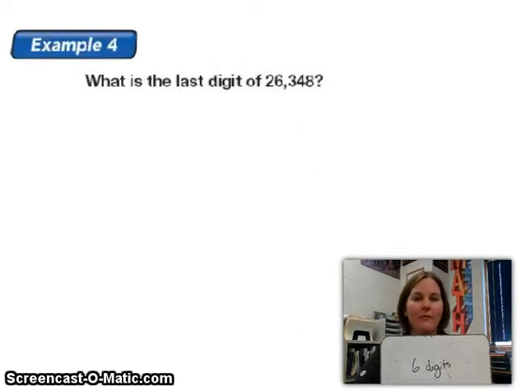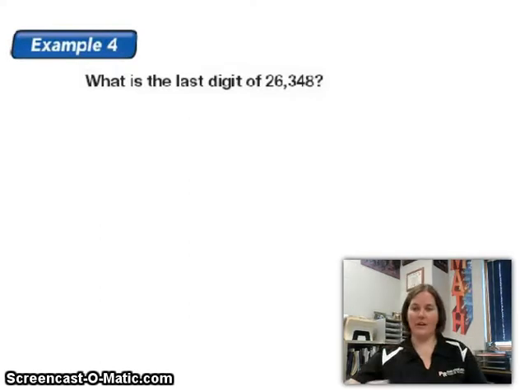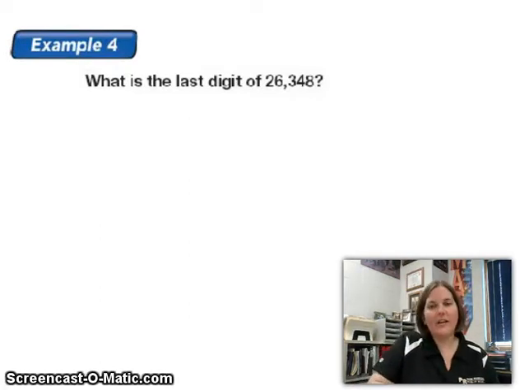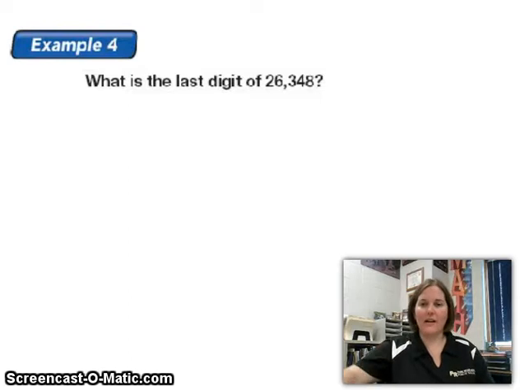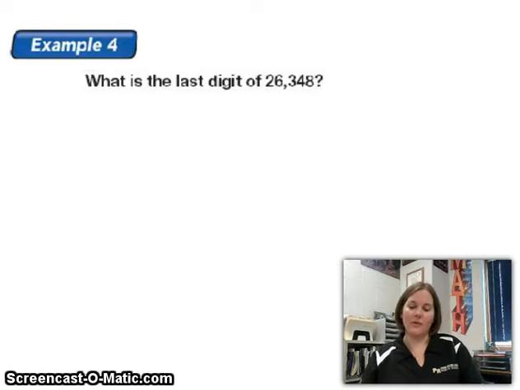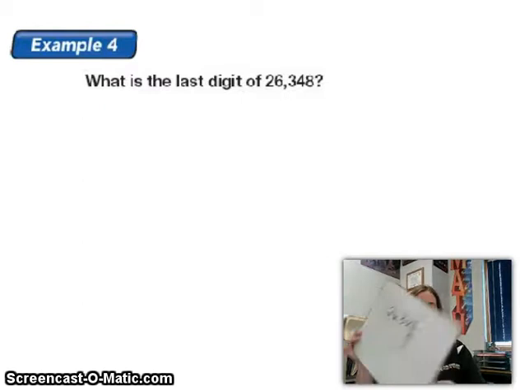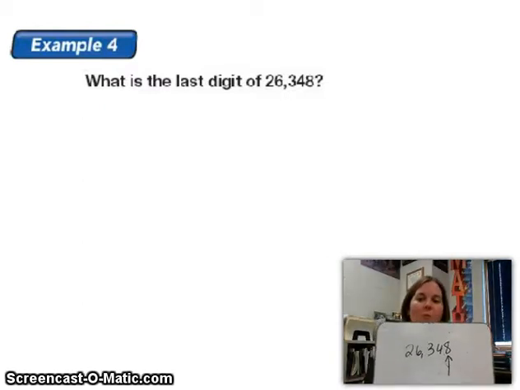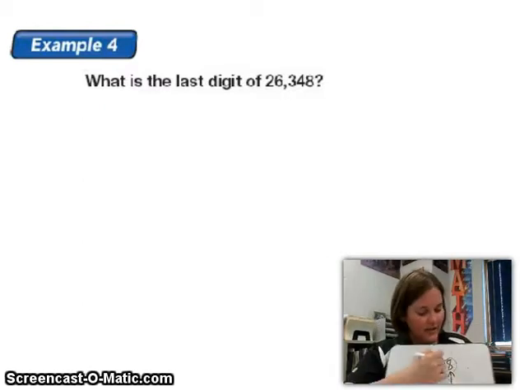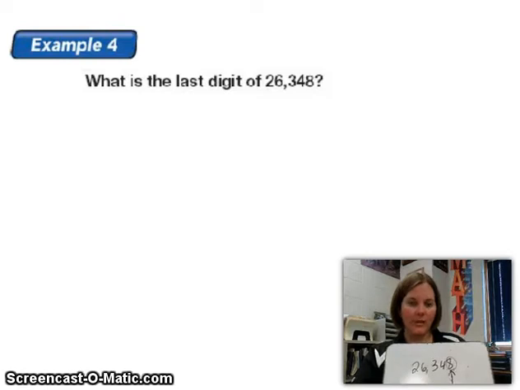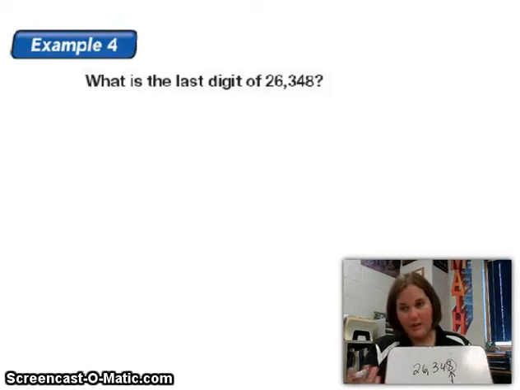Taking a look at example 4, it asks us what is the last digit of this number. Now I want you to take a look at that number and think about how you would say that number correctly. So that number is read 26,348. And if you look at the last digit, you're really looking at the number that is in the ones place. So that is the 8. And we would say that the first digit is the 2. They don't ask us that, but just to add in another part.